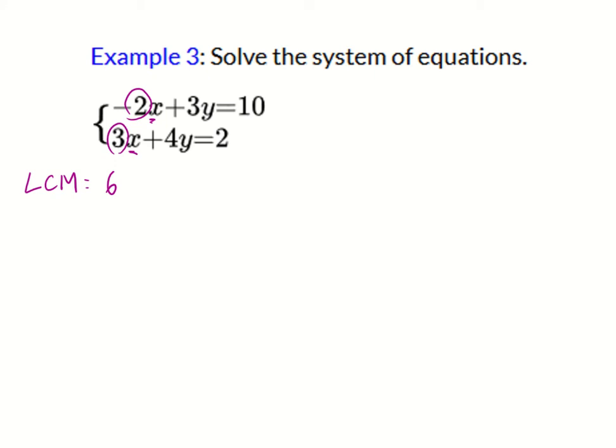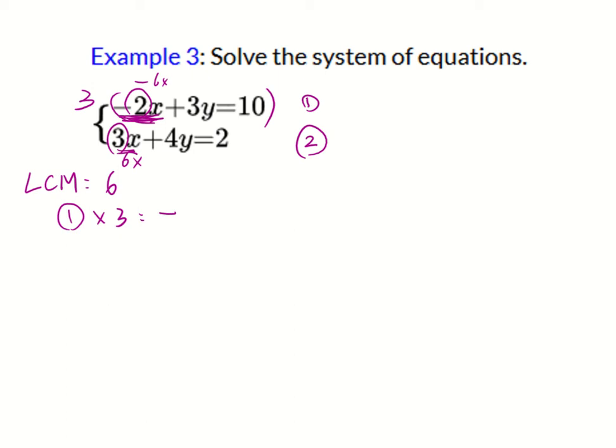Alright, so I will have to make this -2x into -6x and make this 3x into +6x, so that after I multiply the first and the second equation by a certain number, I can add up the two new equations and get rid of the x terms. To turn this -2 into -6, I need to multiply by +3. So first step, equation 1 times 3.